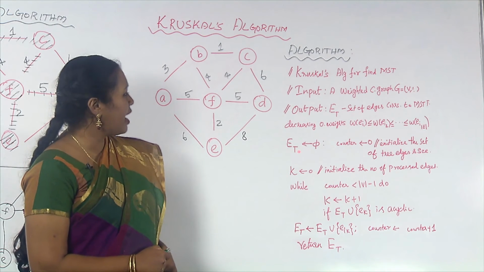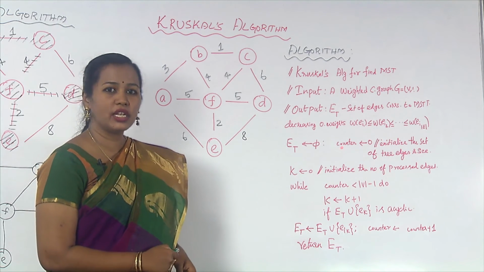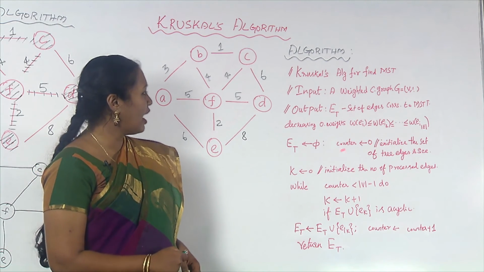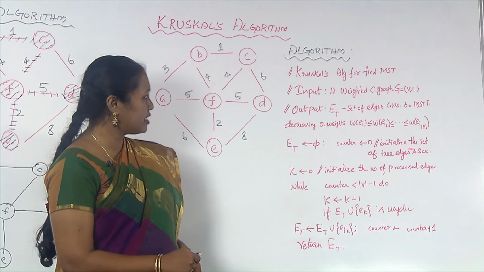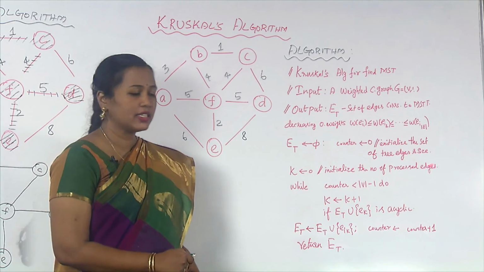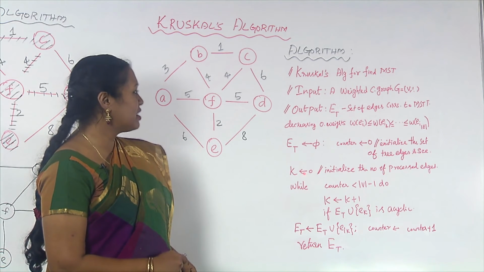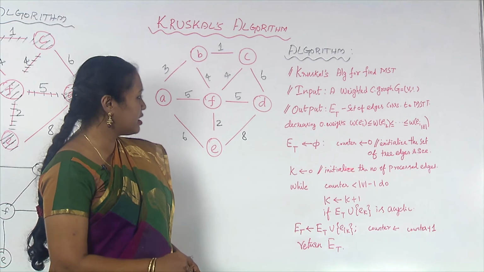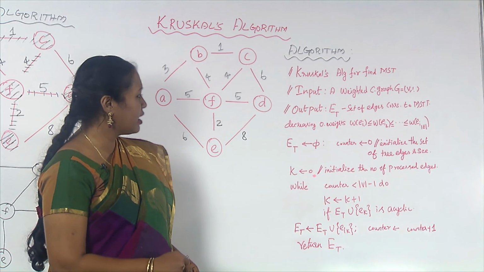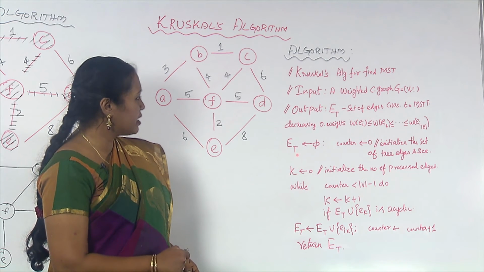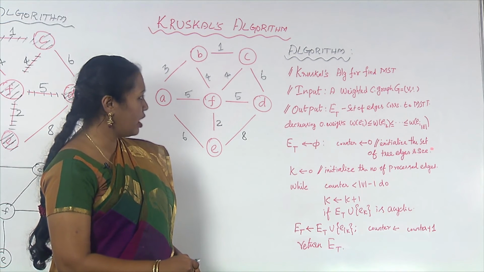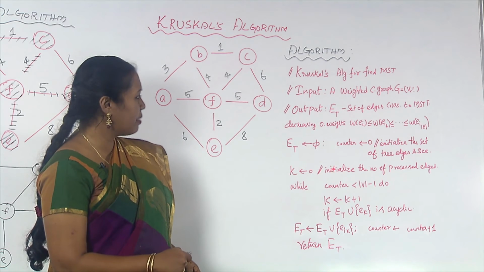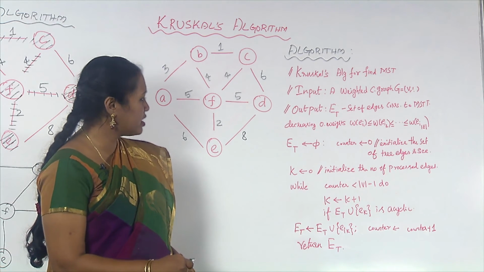And then the edge set is first initialized as an empty set, and we have a counter as 0. The counter is initializing the set of tree edges and size. So, first we initialize k to be the number of processed edges, and that is also initialized as 0. So, E_T represents the edge set, counter is a number to initialize the set of tree edges and size, and k is a number that initializes the number of processed edges.